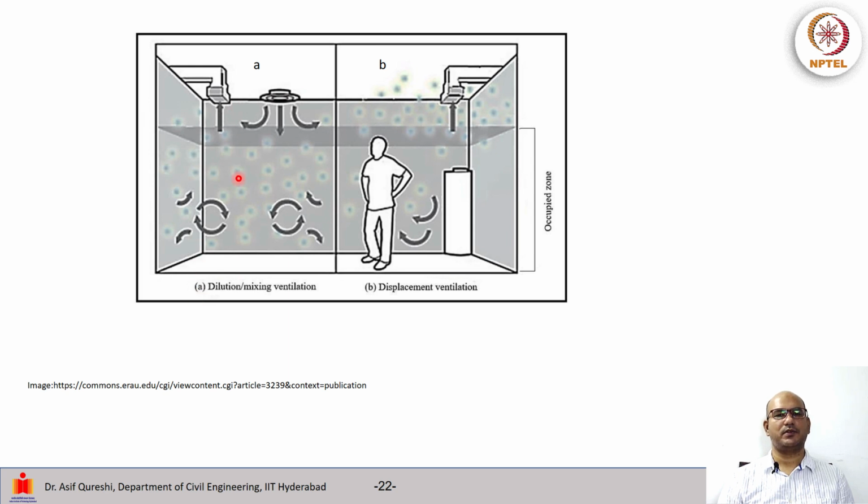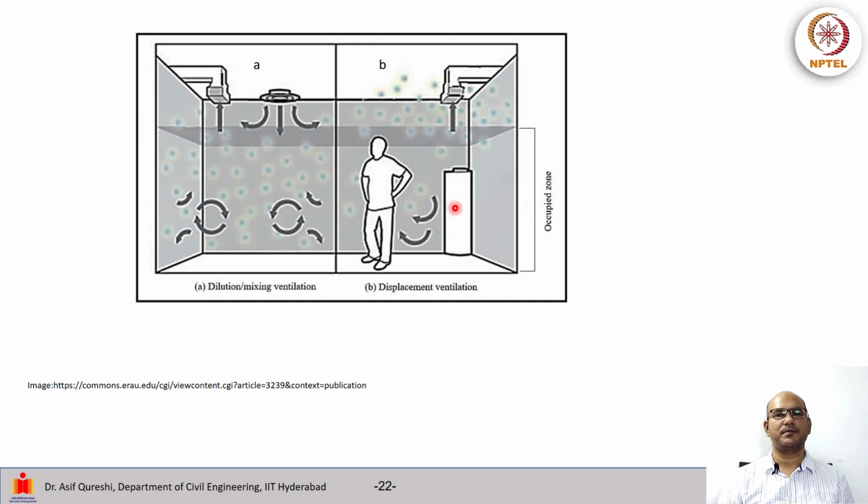This is an example of dilution and mixing ventilation. We may have the air coming in here and it flushes all the indoor air, mixes with the indoor air and therefore dilutes it, and then we have the exhaust.